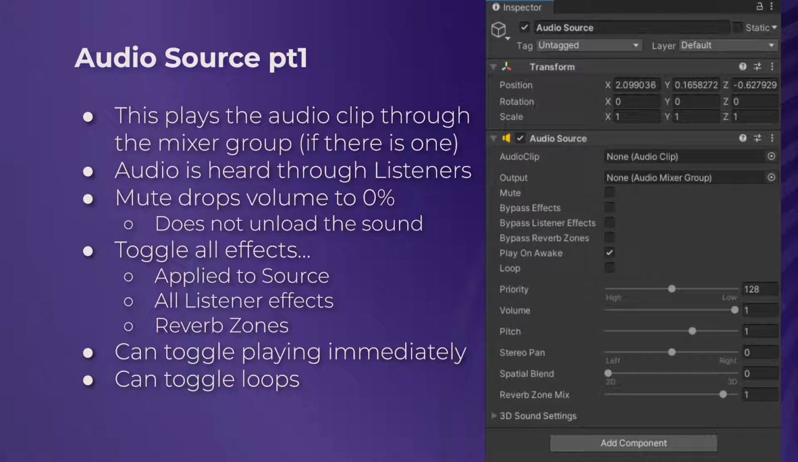Then you got play on awake and loop. If play on awake is not checked, you'll need to play it through scripting, just use the play function. Otherwise, it will play when the object is created. So you got play on awake. When the object wakes up, or is enabled, or is created, it will play the sound. And loop basically just loops the sound over and over again until something tells it to stop.